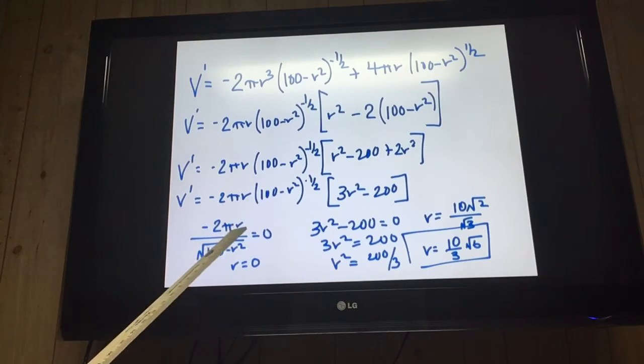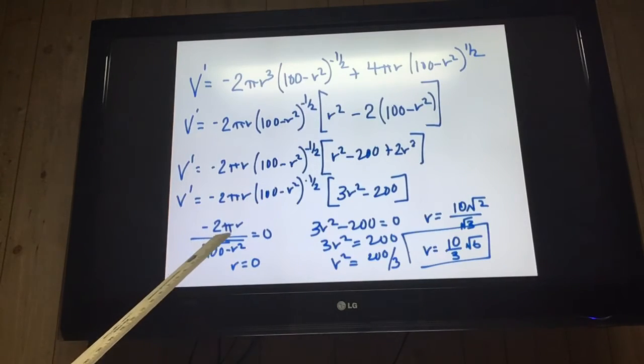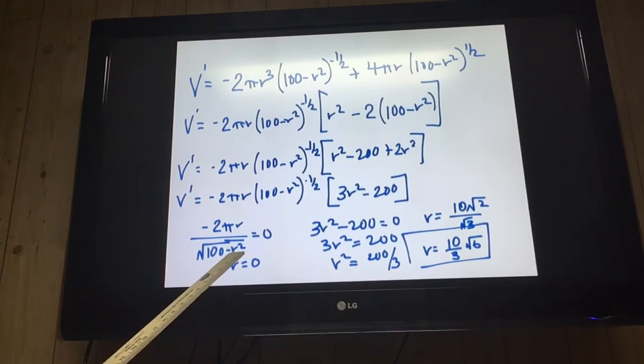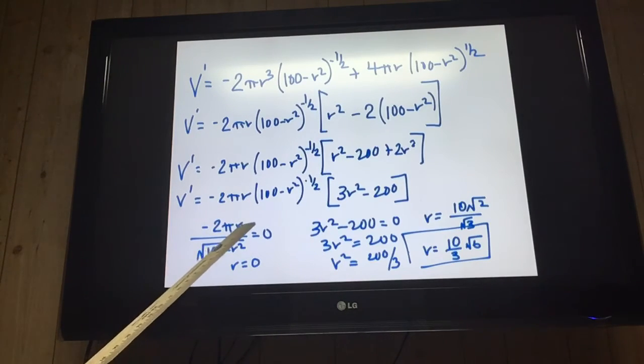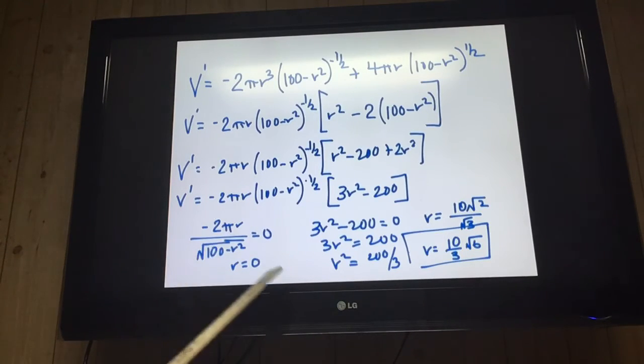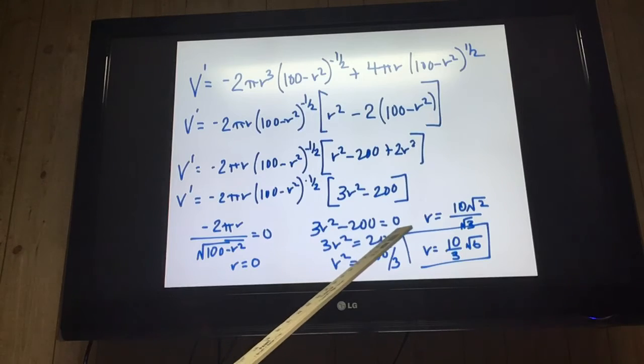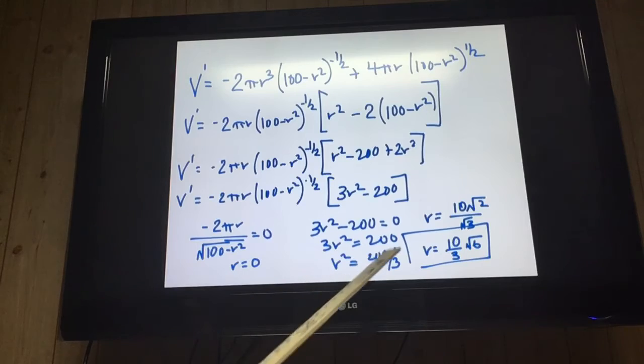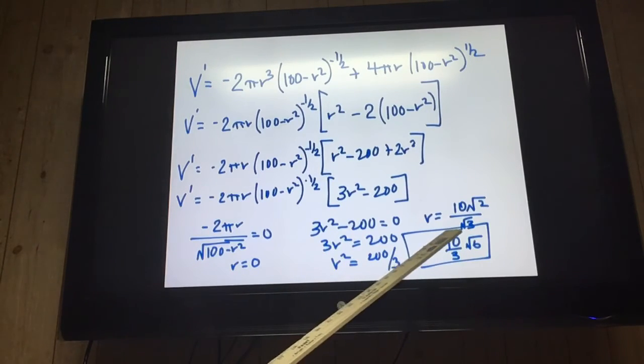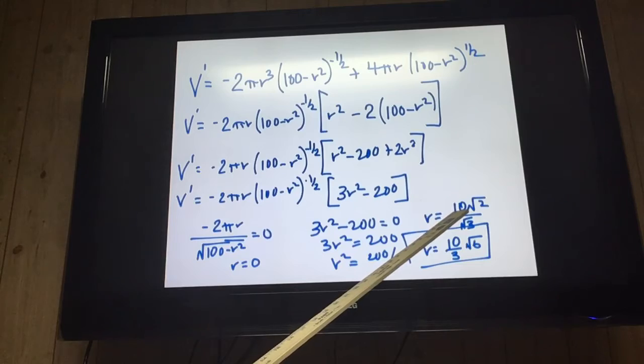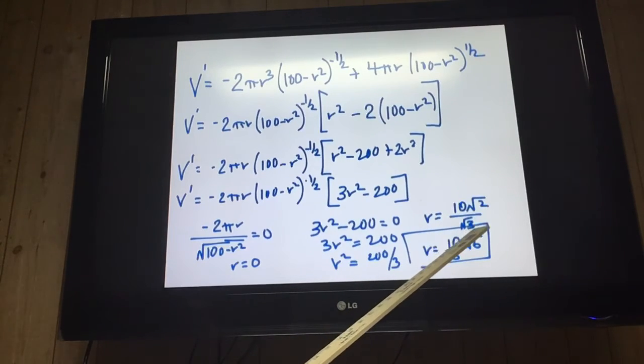I'm going to take this factor, make it equal to 0. Negative 2 pi r over the square root of 100 minus r squared. Cross multiply. I get negative 2 pi r equals 0. Divide by negative 2 pi, r equals 0. And of course, you can't have a radius of 0, so that one doesn't work. And I take 3r squared minus 200 equals 0. Take the 200 to the other side, divide by 3, and take the square root. All right, that's r equals 10 square root of 2 over the square root of 3.